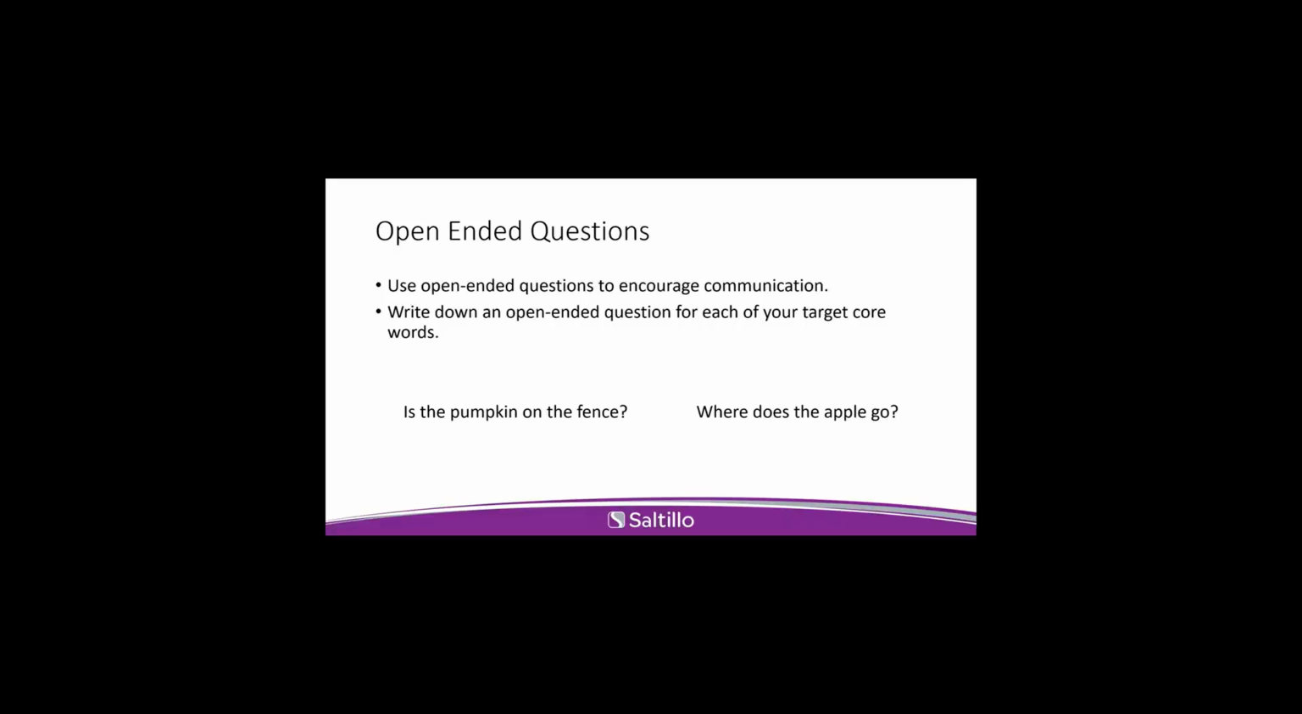Writing down those open-ended questions for each of the target words on the organizational tool helps you, again, prep, helps you think about what you're going to say so that it becomes a little more natural the more you do it, and you're not stressing in the moment to think about what am I going to say with those words. And so just a quick quiz, which one of these is an open-ended question? Is the pumpkin on the fence, or where does the apple go?